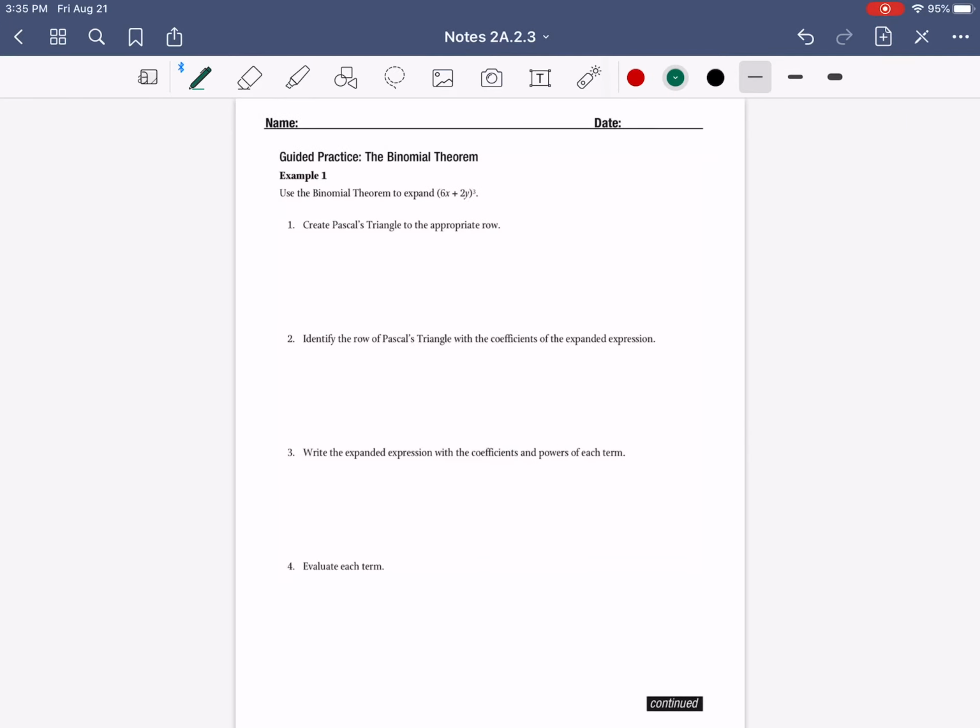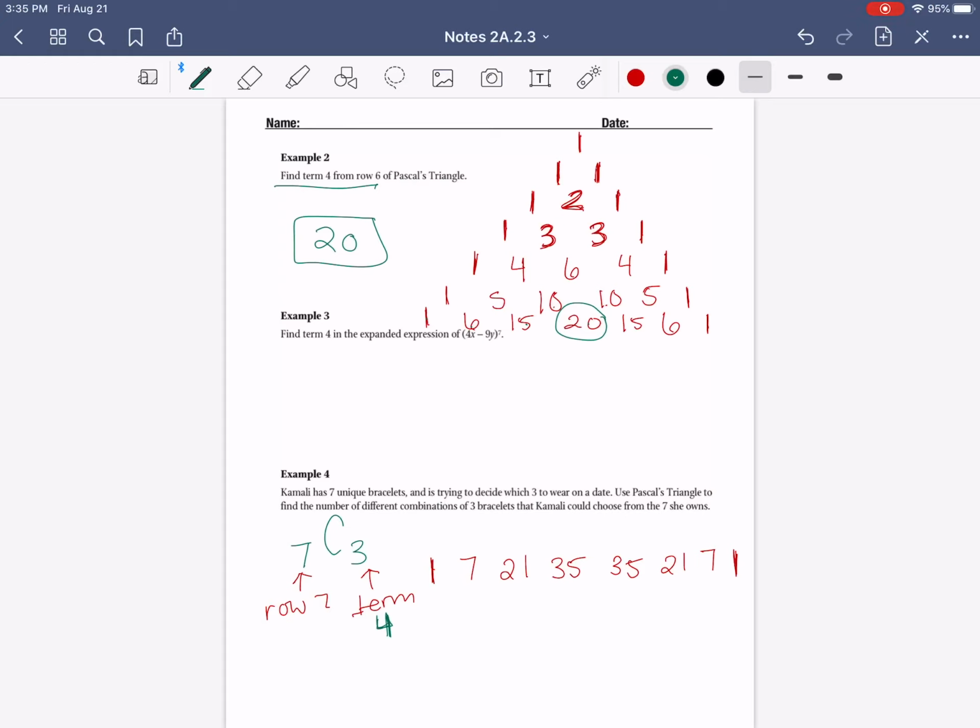So on ours, this one right here is actually 7 choose 0, 7 choose 1, 7 choose 2. This fourth one is actually 7 choose 3. So there's 35 different combinations of bracelets that she could wear on her date. So again, use Pascal's triangle of row 7. It's not term 3. I was mistaken.